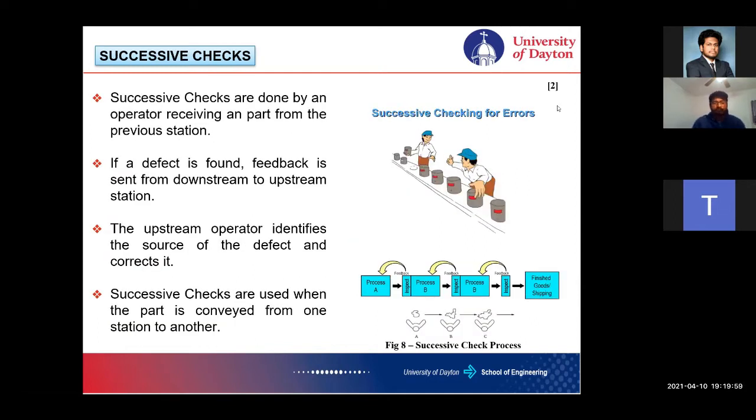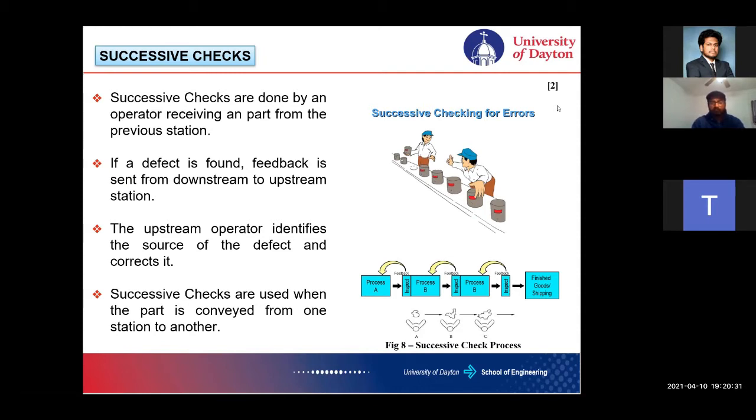Next, we move on to successive checks. Now, certain work cells are machines with small cycle times, which would quickly process parts and move to the next station. Here, the operator would not be able to check his own product, but rather the next station operator would inspect incoming parts. If an operator in the next station finds a defect from the upstream station, he immediately alerts the concerned process owner to stop the line and fix the machine or process before sending more defective parts.